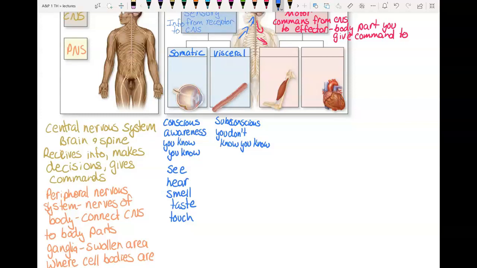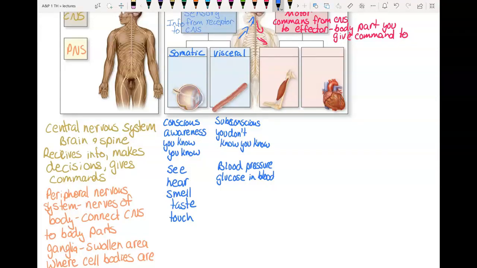Subconscious would be, for example, what's your blood pressure right now? There is a part of your brain that knows what your blood pressure is right now, but it's a subconscious part of your brain. So you know it, but you don't realize you know it. Another example would be how much glucose is in your blood right now. If you wanted to consciously know this, you would have to get a glucose meter and prick your finger and get some blood and have it tested that way. But the subconscious parts of your brain already know how much glucose you have.